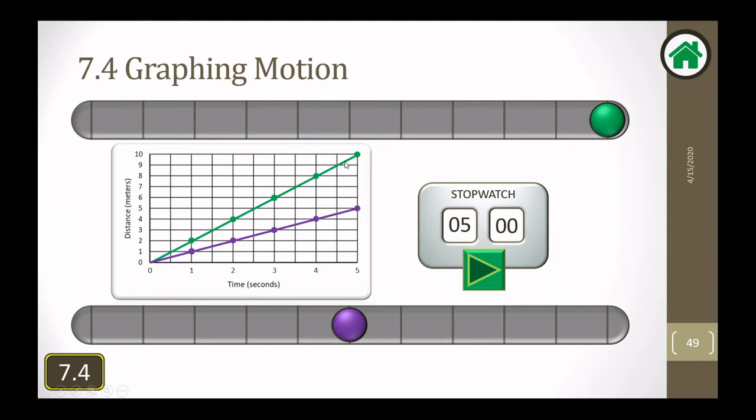So when we compare the distance versus time graph for the green ball to the distance versus time graph for the purple ball, we see that the DT graph for the green ball has a steeper slope. Both objects were traveling at a steady velocity, a constant rate of speed, so they're both represented by straight lines. There was no acceleration. The green ball was not accelerating, but it had a higher velocity, so it has a steeper distance versus time graph.